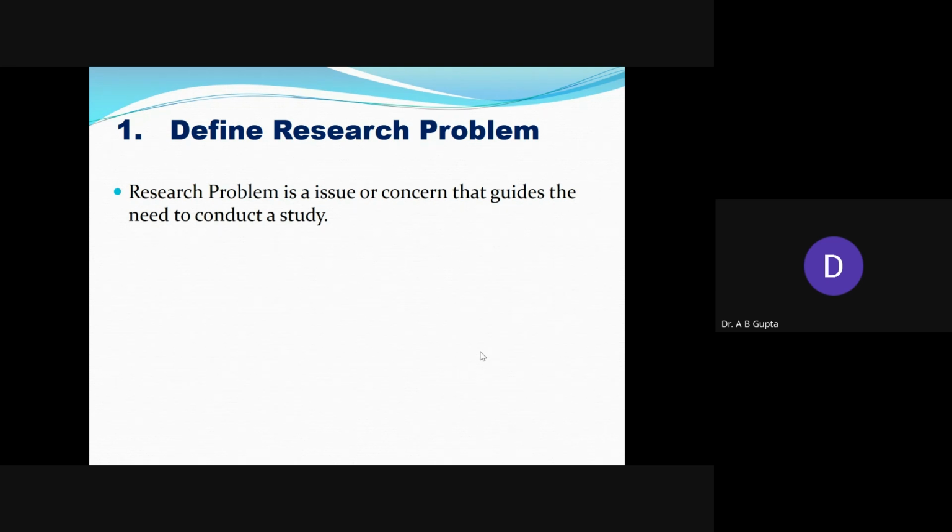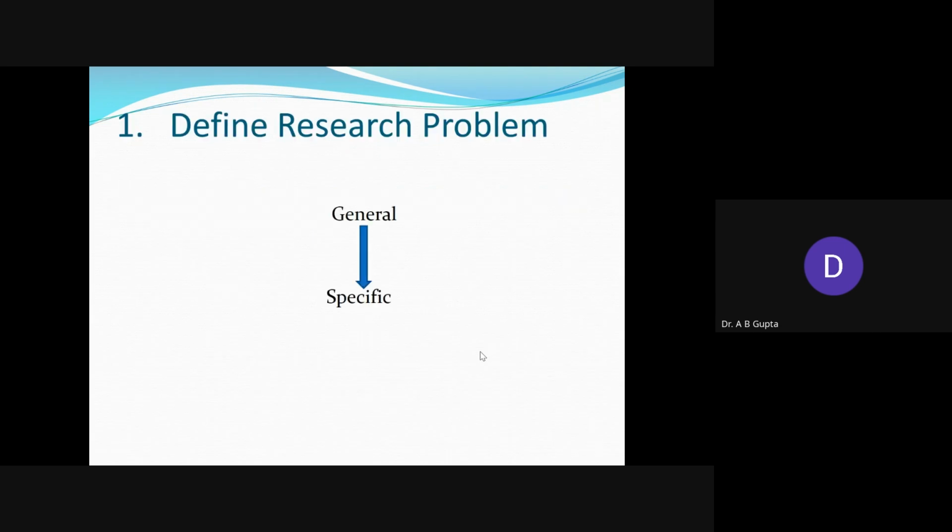But here, what I would like to share with you is what type of problem constitutes research. We'll be discussing it in the afternoon. But here, what I'm trying to share with you is that any issue which you think is of interest to you, which you think some study can be conducted on, and it will give a new insight, it will lead to new knowledge, that can be taken up as a research problem.